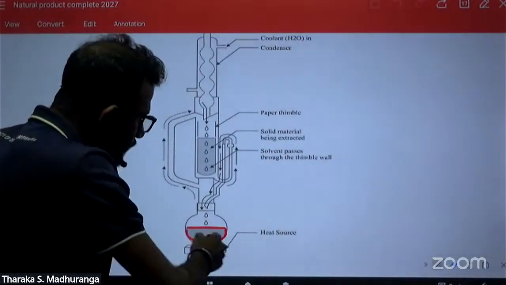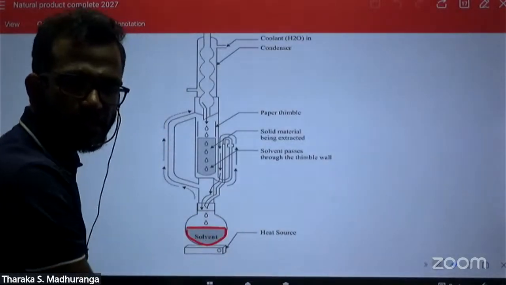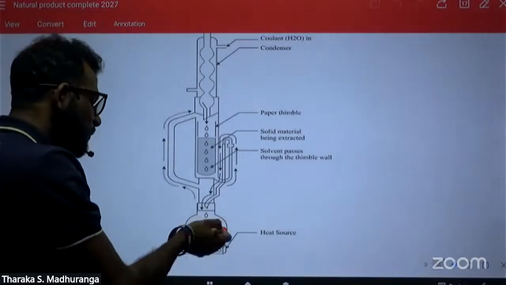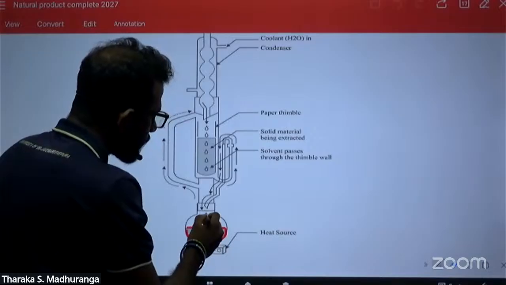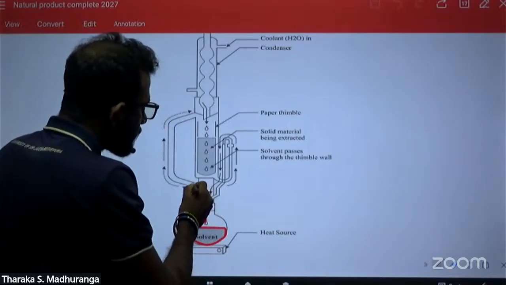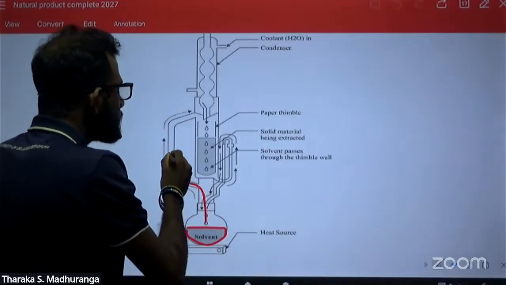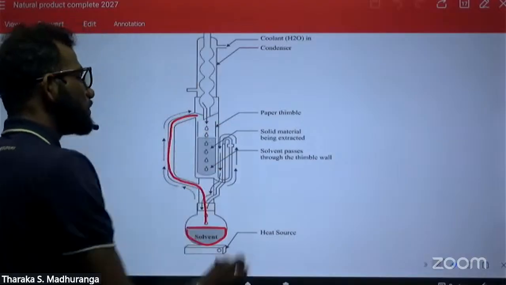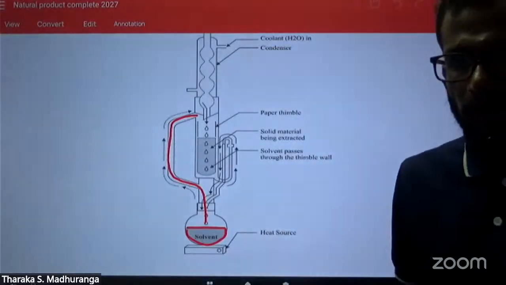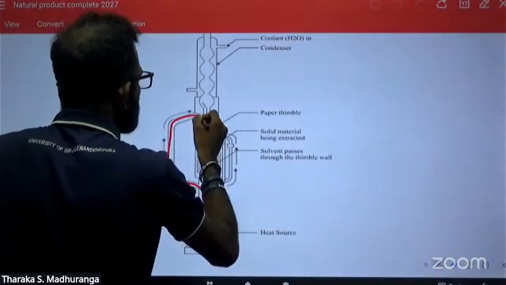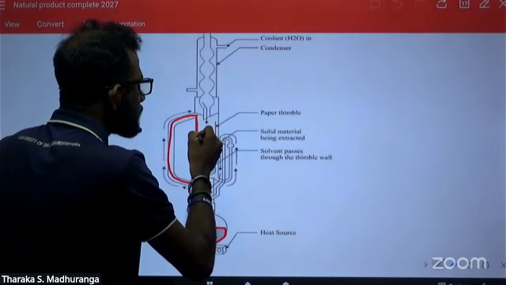And this is the solvent chamber. And there is a heater here. When the heater is on, in this red path, the steam is transferred. Steam is carried along the red color path. After that, it comes to this chamber.